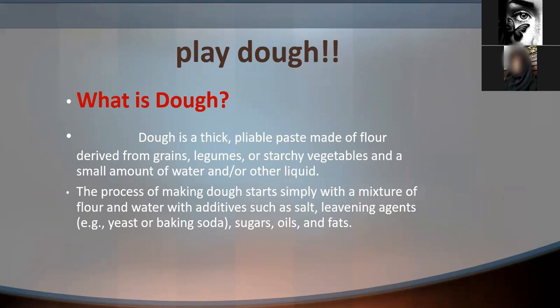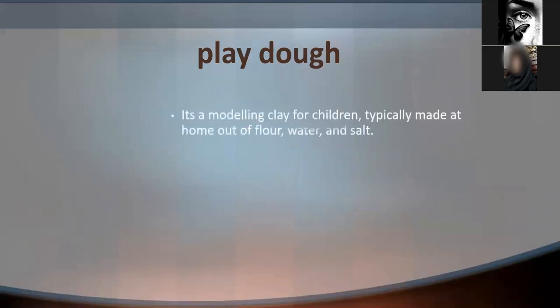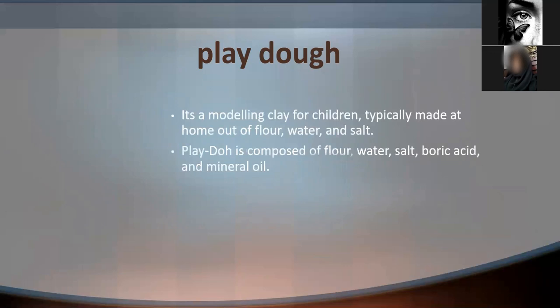Many food products are made from dough, like bread, cookies, crackers, pancakes, and so on. The process of making dough starts simply with a mixture of flour and water with additives such as salts, leavening agents, for example, yeast or baking soda, and sugar, oil, and fats. Depending on what you are trying to make, variations in ingredients and preparation method will lead to the end products. Next, Play-Doh.